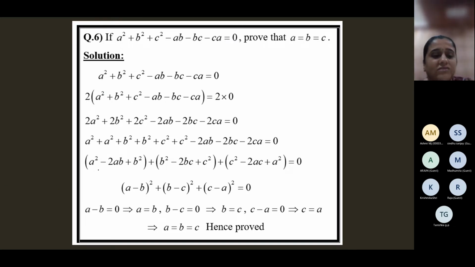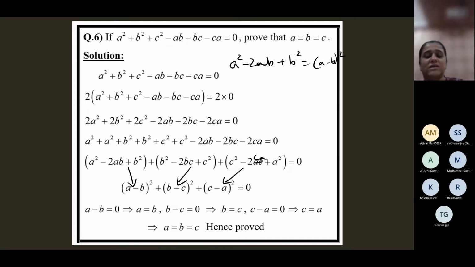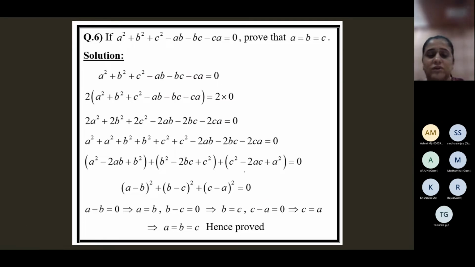All right. Now what is a square plus b square minus 2ab? It is a minus b the whole square. What is b square minus 2bc plus c square? B minus c the whole square. And c square minus 2ca plus a square is c minus a the whole square. Similarly, the other results, b minus c the whole square and c minus a the whole square, are equal to 0. The RHS is equal to 0.